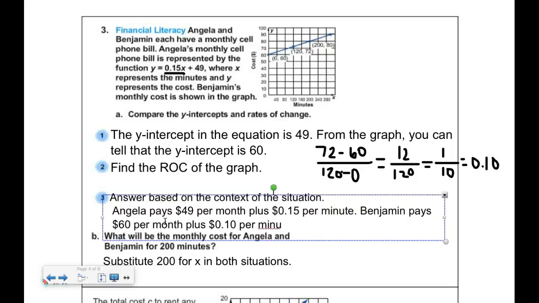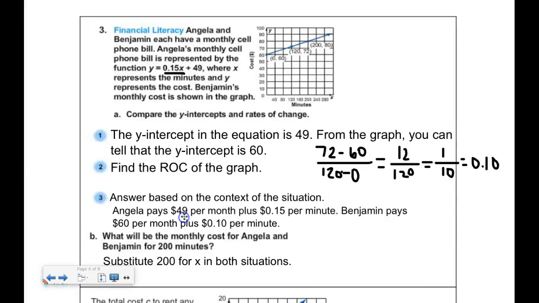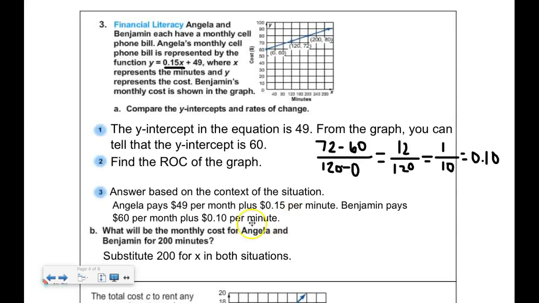So not only did I do the necessary mathematics that I did, but I also put it in the context of the problem. All right, what will be the monthly cost for Angela and Benjamin for 200 minutes? Okay, substitute 200 for x in both situations. I have this equation for which I can substitute 200 in, which is what I'm going to do.